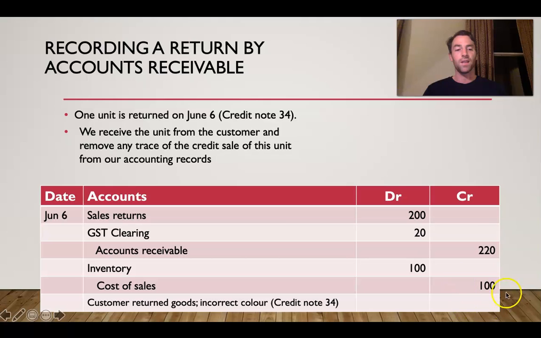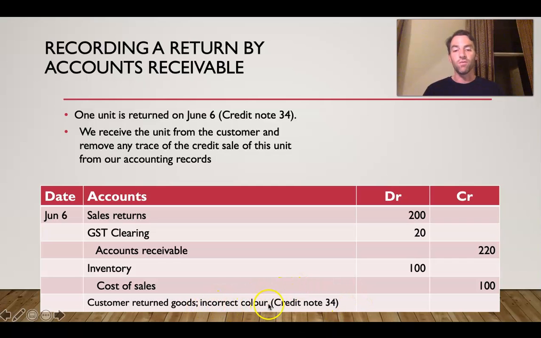And our expense has been reversed as well. You will see the sales return here is a debit, and this is probably the only time you start to think of revenue or expenses going down. So you can start to think of a sales return as revenue going down, and that's when we get a debit. You would do some sort of narration. Customer returned goods, incorrect color.